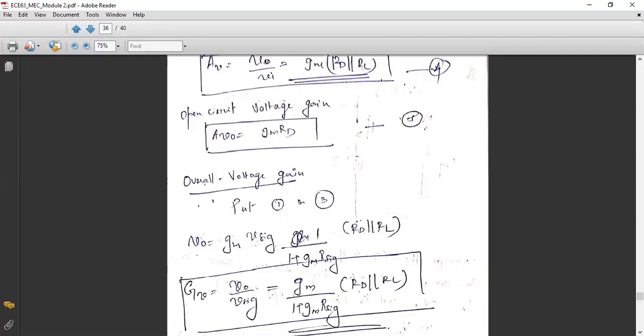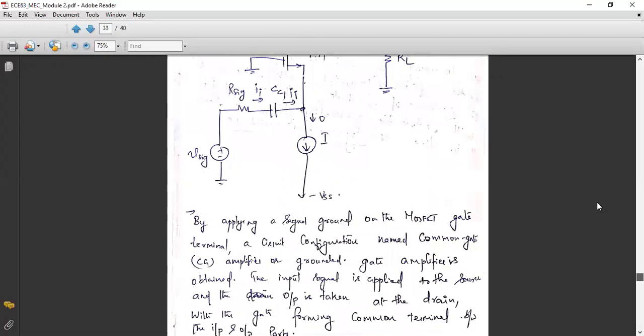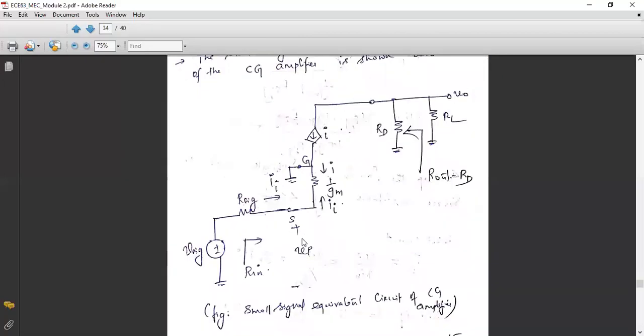What is the difference between Vsig and Vi? Vsig is the actual signal which is to be amplified. But what is Vi? Vi is the input voltage that is coming to the MOSFET immediately. See, this is the difference. I'll show you. Vsig is the overall input which is to be amplified. But what happens is that some voltage will get dropped across Rsig and the remaining voltage Vi will come to the source of this particular MOSFET device. So of course you have a difference between Vsig and Vi, right?